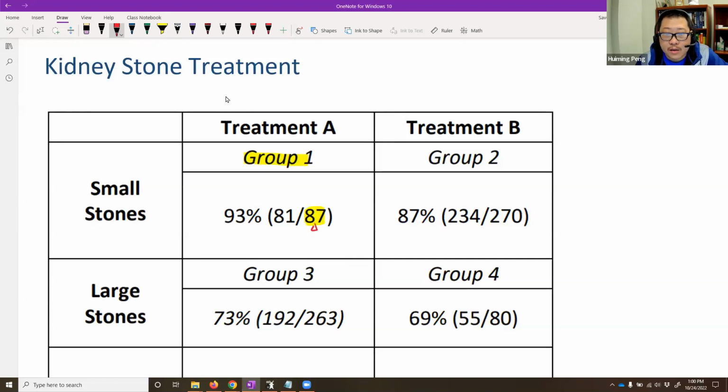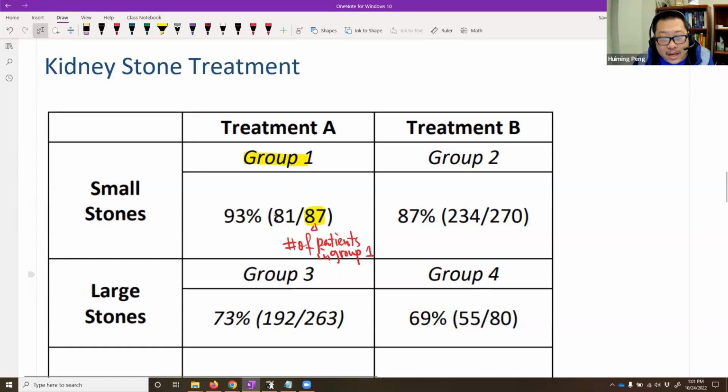So how do you say, this is the number of patients in group 1. What does group 1 mean? Group 1 means with the small stones. Suppose the patient has a small stone in the kidney, and then uses treatment A. So this group makes sense. We have 87 patients with small kidney stones treated by treatment A. Okay, that makes sense, right?